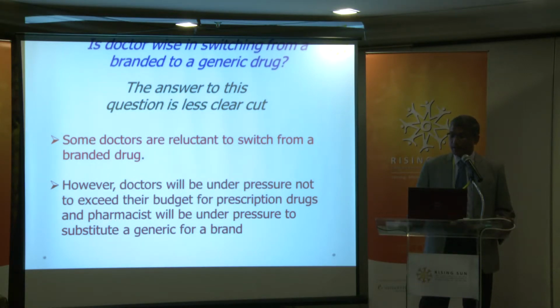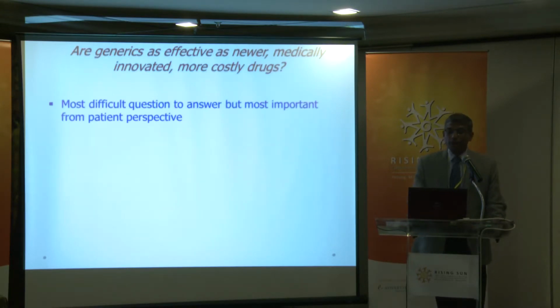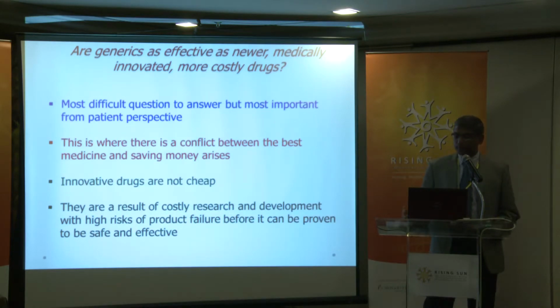For example, the budget for a prescription may be far more than what is allocated for that particular individual, and sometimes the pharmacist will be under pressure to substitute a generic for the innovator brand. So are generics as effective as a newer, medically innovated or more costly drug? This is the most difficult question to answer, but most important is what you look at from the patient's perspective. So this is where there is a conflict between the best medicine and the saving of money.